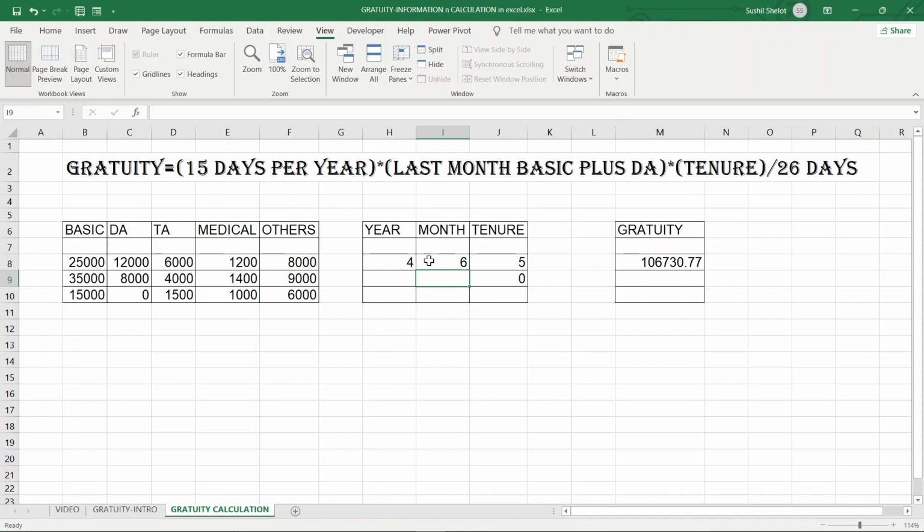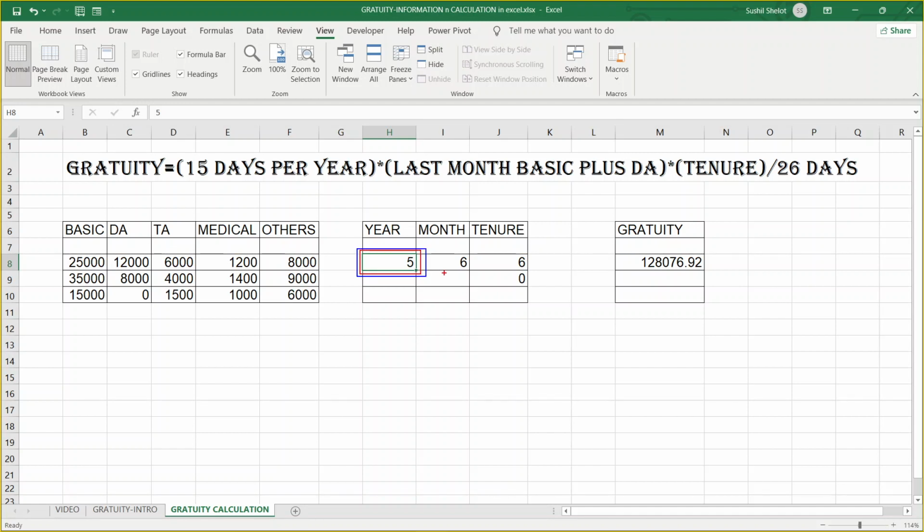So basically, the value of this tenure has to be considered only if the month and the year crossed is always 5. So as I said, with 4 years 6 months, the tenure is showing 5 here. As per the calculation, the gratuity is entitled, but as per the government rules and norms, no, that person is not entitled to gratuity. So the minimum value of the year has to be 5 and above. Well, let me repeat, this value has to be 5 and above.